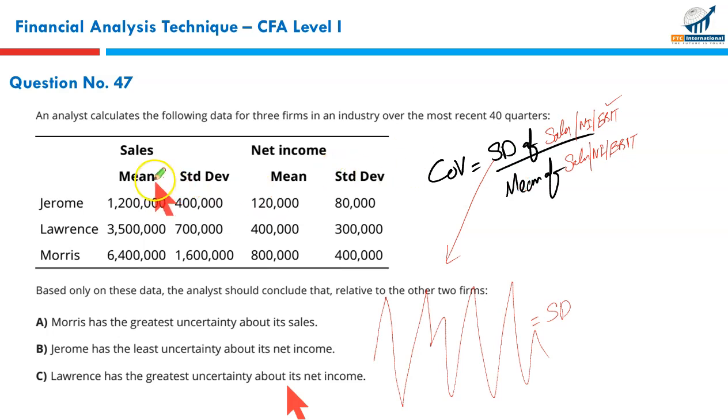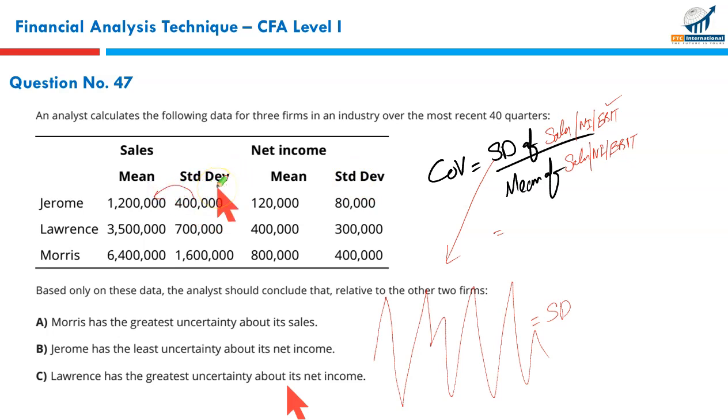So if we have a high standard deviation for sales, it means sales are very volatile. Results would be very uncertain. The same is true for net income and for earnings before interest and tax. So this measures uncertainty, volatility. So let us calculate the coefficient of variation for sales and for net income. We have been given just these two. Let us calculate.